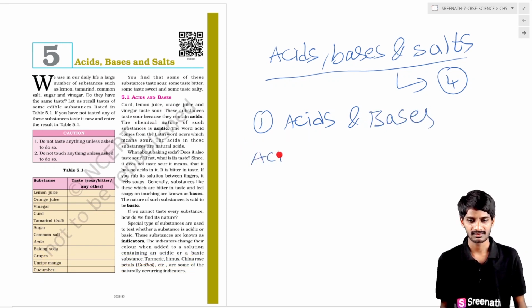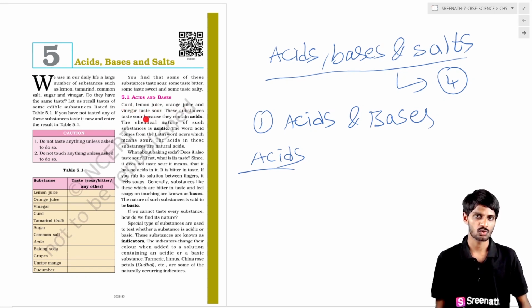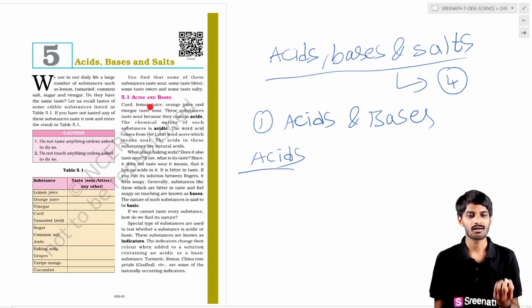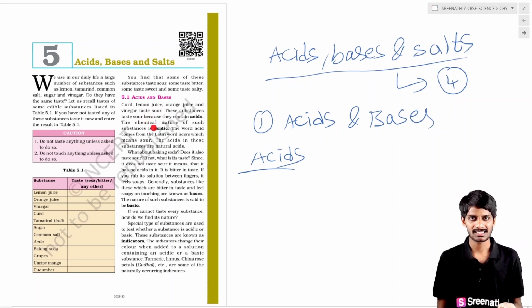So what are acids? Basically, curd, lemon juice, orange juice and vinegar taste sour. When you observe curd, lemon juice and oranges, they all have a sour taste. So we call these substances acids.